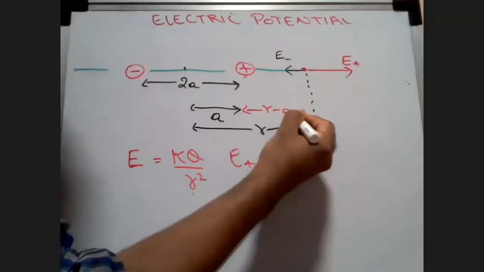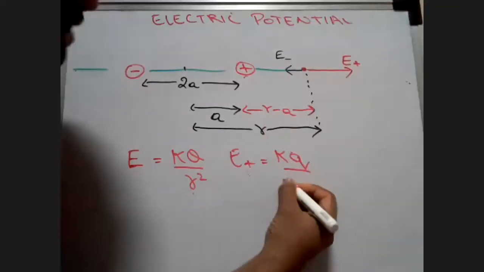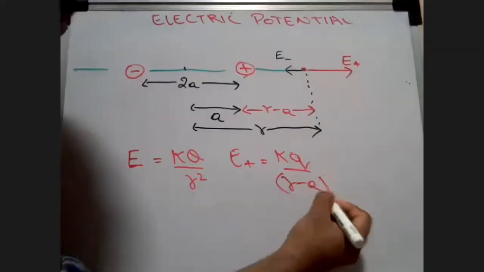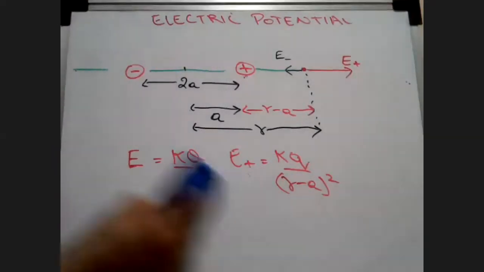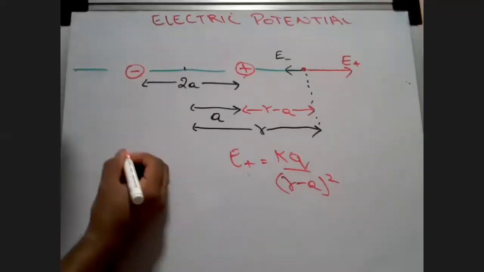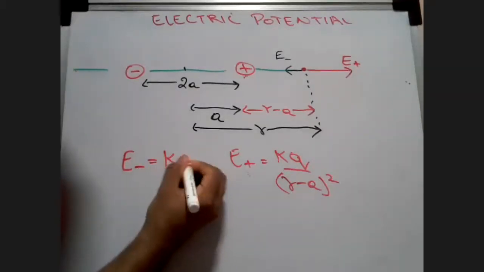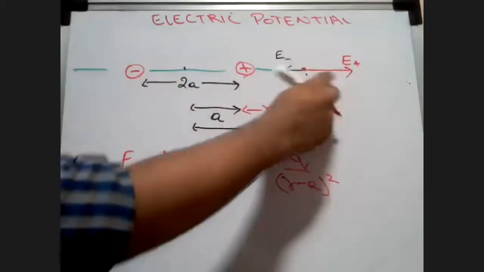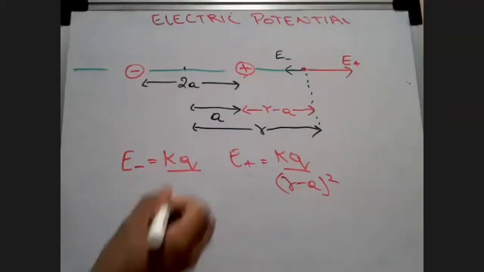Anyone has a doubt? See, I'm clearing it out. R minus A, but it's a square, so I will write R minus A whole square. Now, similarly, if I have to find the electric field intensity E minus, that also will be KQ upon what? What is the distance between the minus charge and this point? R plus A the whole square.